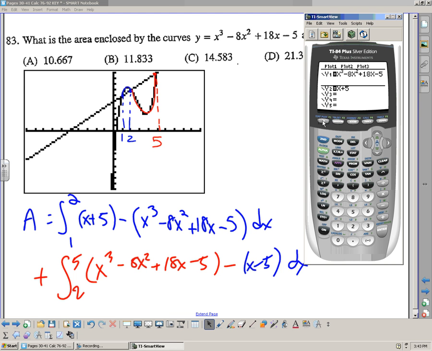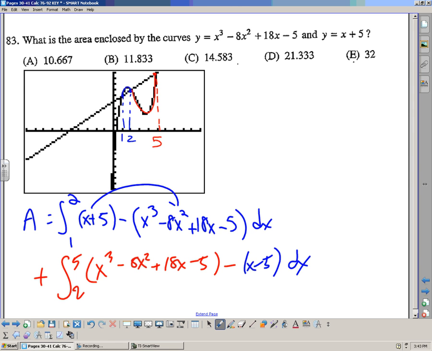Oh, you know what? I'm sorry. I should have done this backwards. Here, the cubic is above the line. So, you know what? I'm going to pause this and fix this.